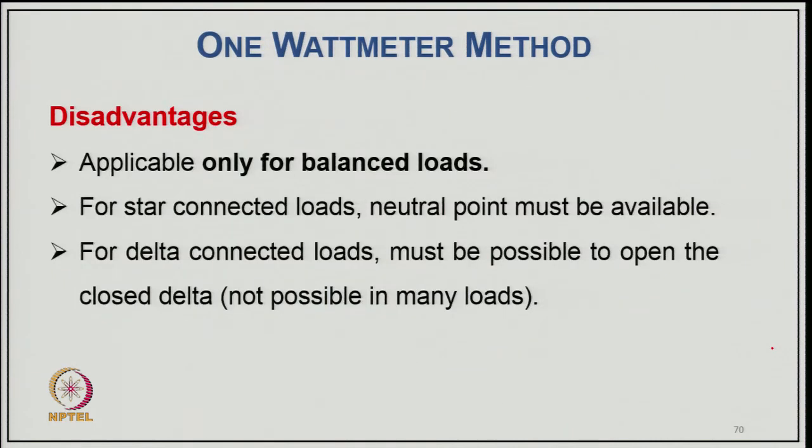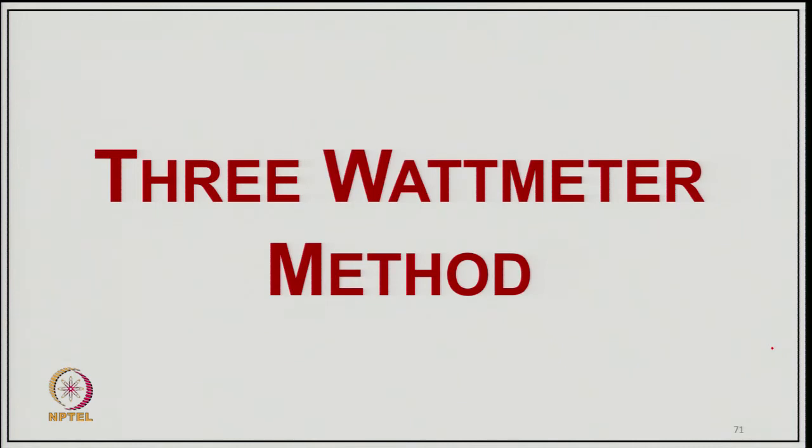Now, the disadvantage of the one wattmeter method is that it is applicable only for balanced load. For a star connected load, the neutral point must be available, and for a delta connected load, it must be possible to open the closed delta, which is not possible in many loads. So now coming to the 3 wattmeter method.